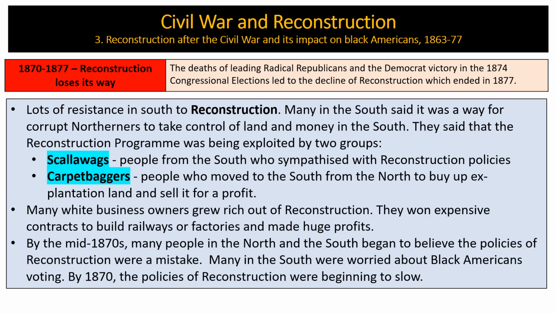However, between 1870 and 1877, Reconstruction loses its way. This is partly due to the deaths of leading radical Republicans, and also the Democrat victory in the 1874 congressional elections led to the decline of Reconstruction, which formally ended in 1877.